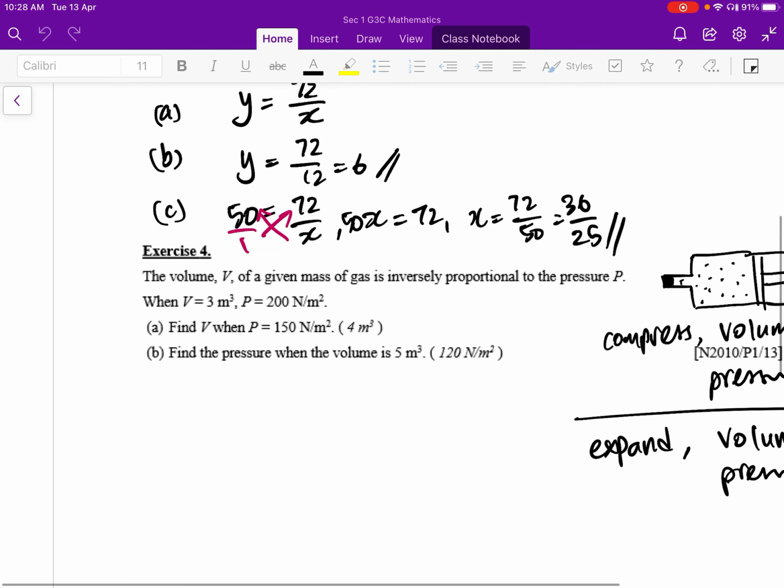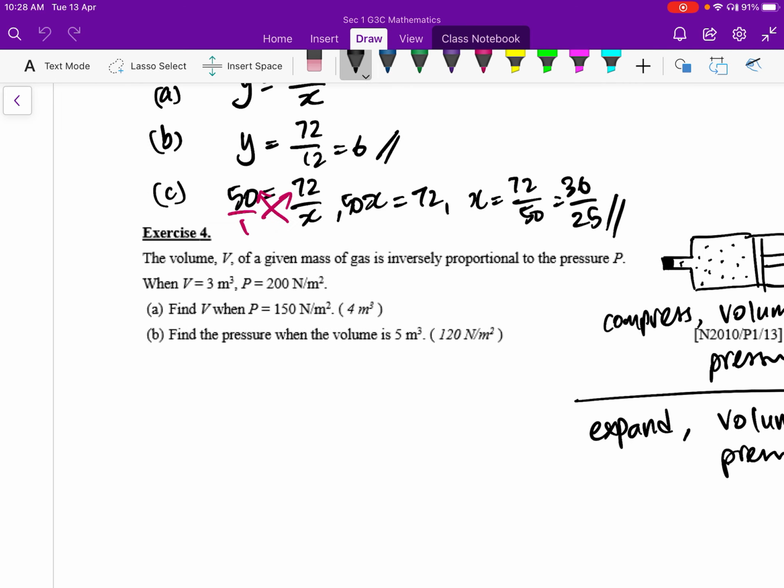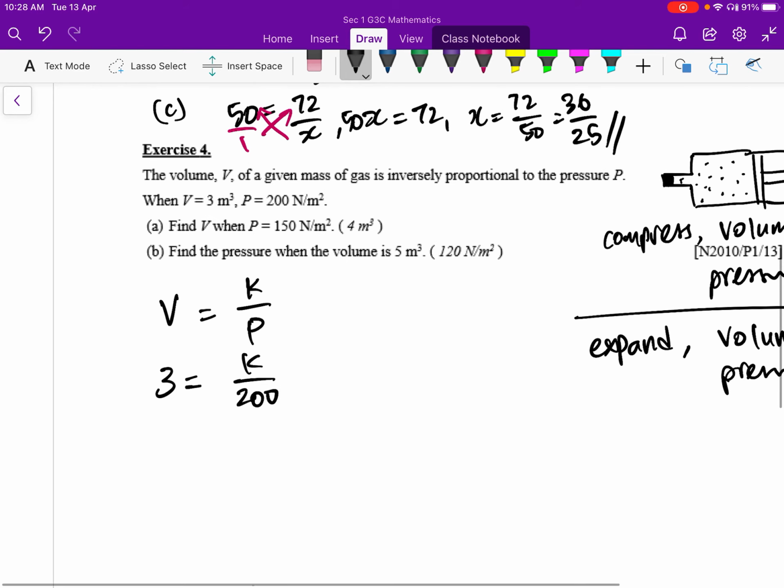Okay, so let's start. V, given mass, equals K over P. When V equals 3, so 3 equals K over 200. So like Zhen Xian mentioned, we can find the value of K already. So K equals 600. Let me substitute it back here. V equals 600 over P. That is our formula.